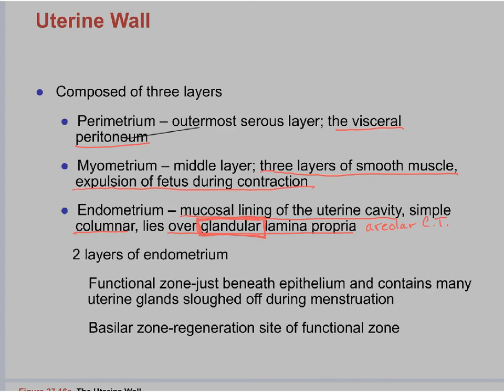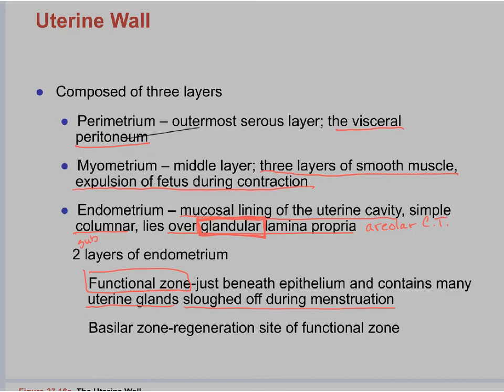The endometrium can be broken up into, let's say, 2 sublayers. Let's not say layers, let's say sublayers. The innermost, or the one that would be in contact with a fetus, for instance, the innermost sublayer is what we call the functional zone. And that's just beneath the simple columnar. And it contains the glands. And those glands plus the epithelium are sloughed off during menstruation.